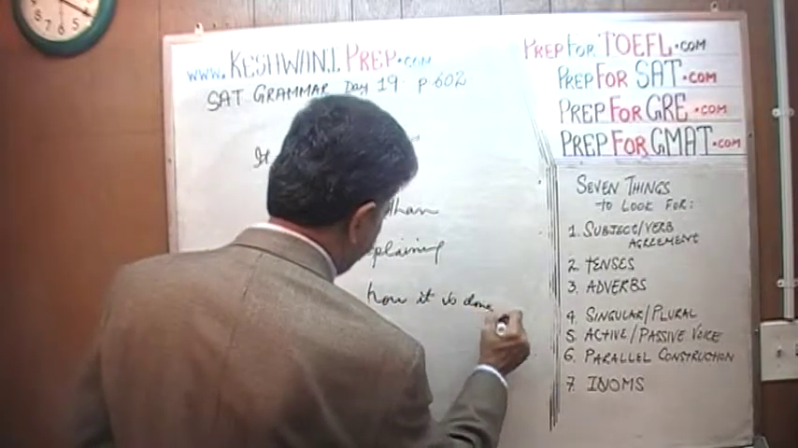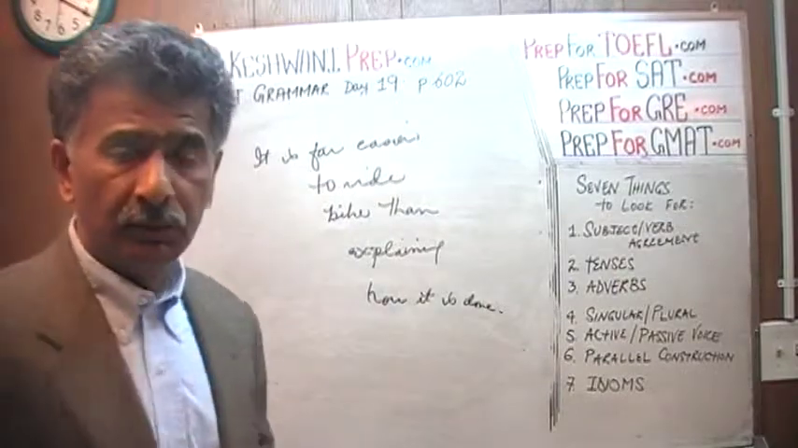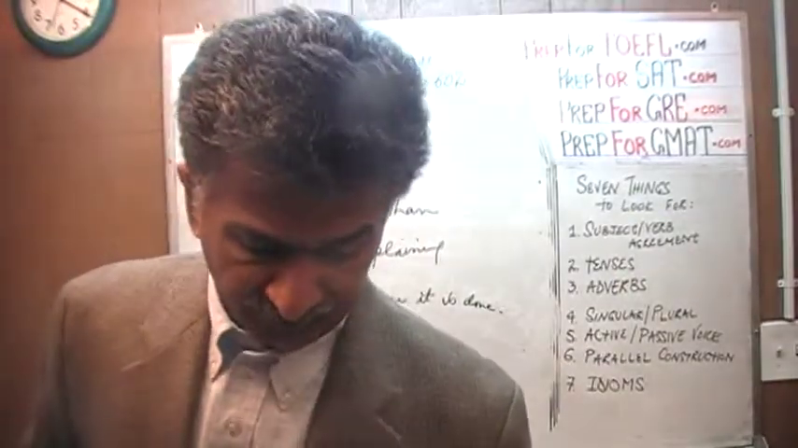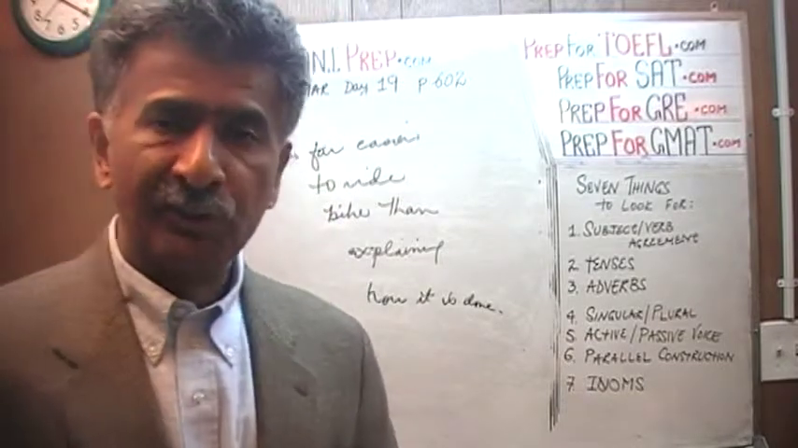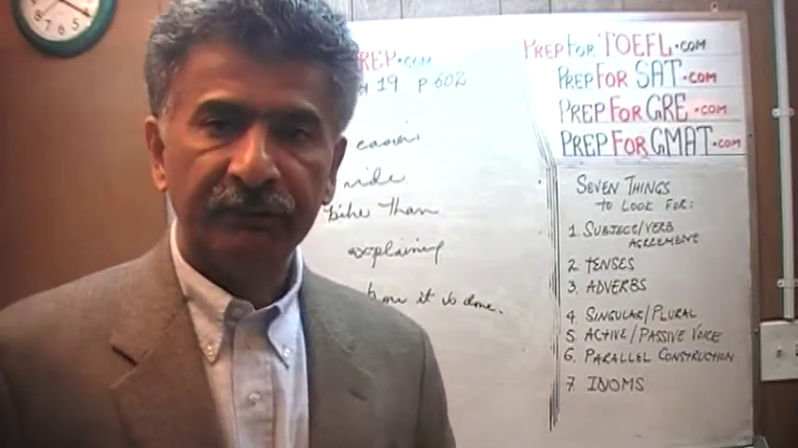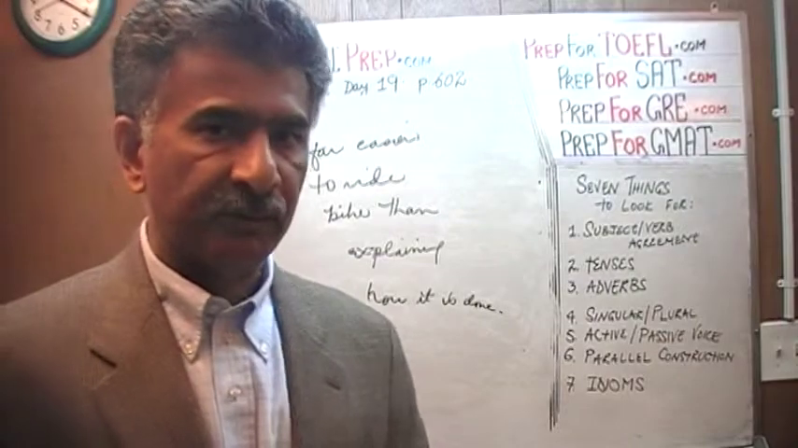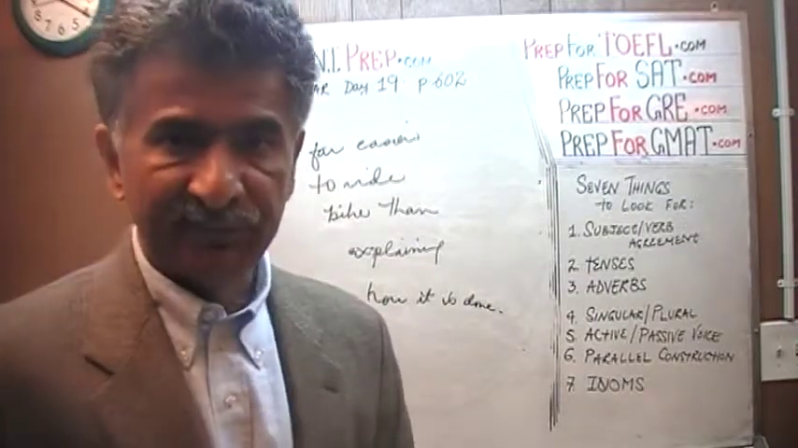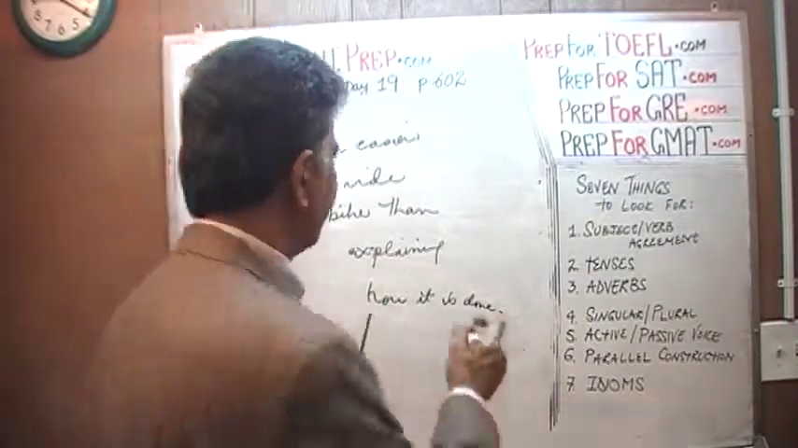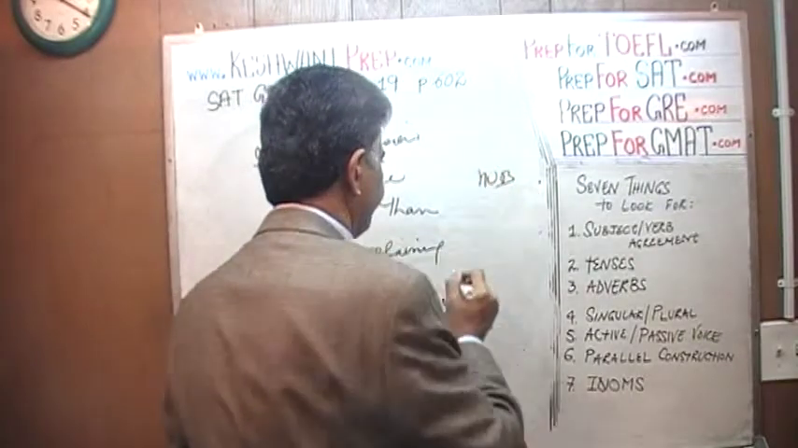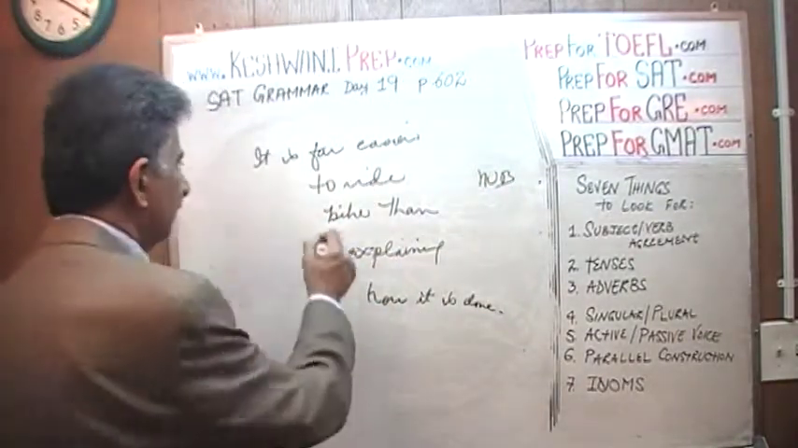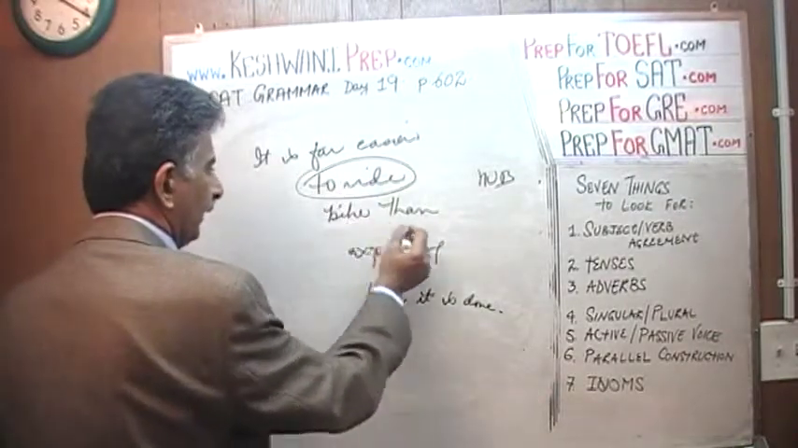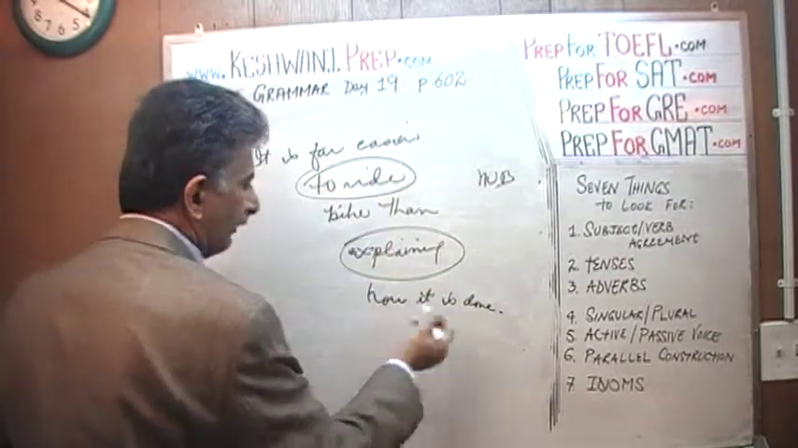Done. As I always told you, our purpose here of exercising, of doing these questions, these exercises, is to train ourselves to recognize the juicy bits and leave out the boring bits. This is the gist of the sentence. This is the essence. This is the nub of the sentence. What it says is that it is far easier to ride bicycle than explaining how it is done.